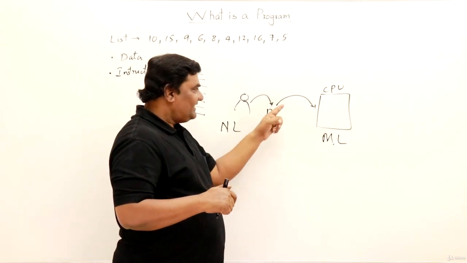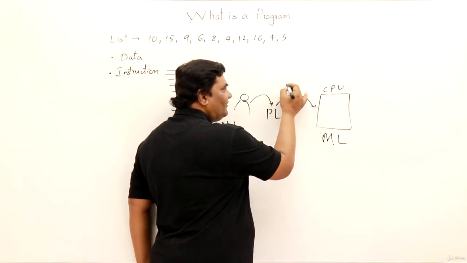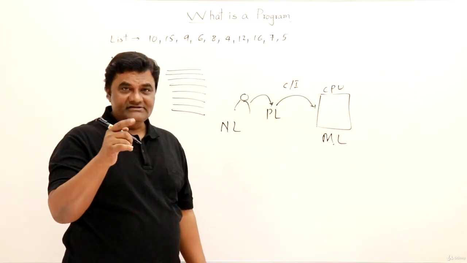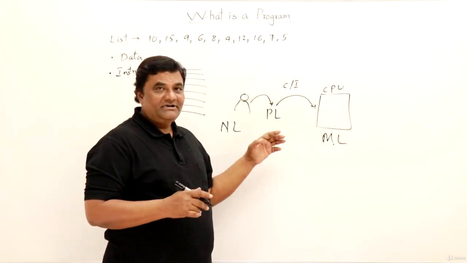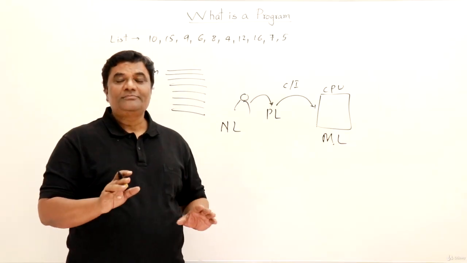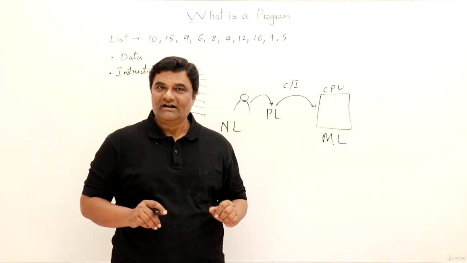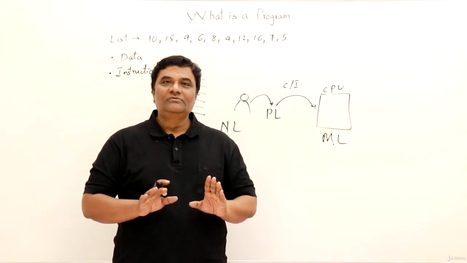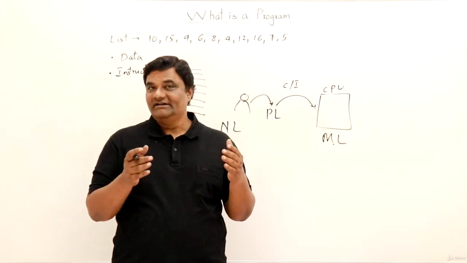Then from this language, there is something called a compiler or interpreter, right? I'll just write it in short. We are going to learn that in the next video. A compiler or interpreter will translate that into machine language. So this is how programming languages are useful for writing programs. We should learn some programming language. So that's all about what it means by program and why we need programming.